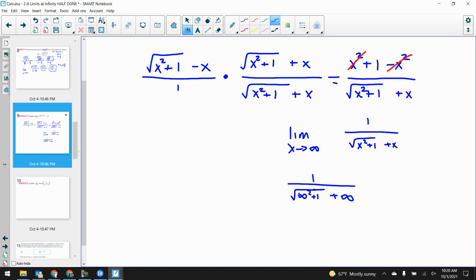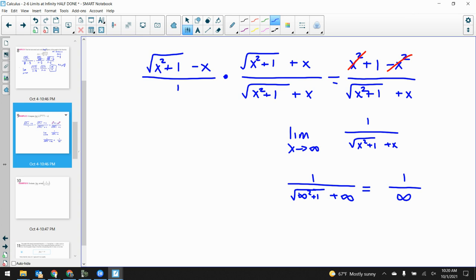Square root makes it a little bit smaller, but eventually, as I keep plugging in x values, won't it go to infinity anyway? Even if I square root it, it's going to make it smaller, but it's still going to eventually lead to infinity. Plus infinity only makes it bigger, right? So this is essentially 1 over infinity. The entire bottom will go to infinity.